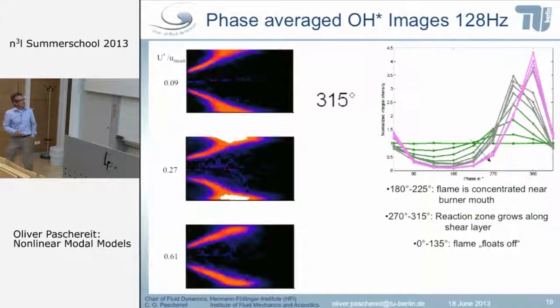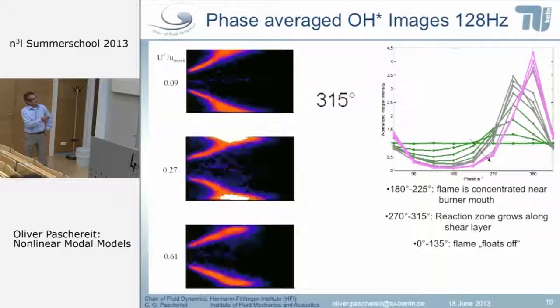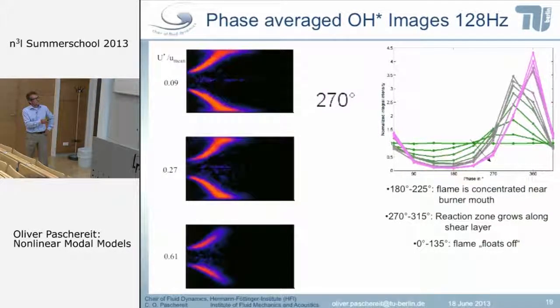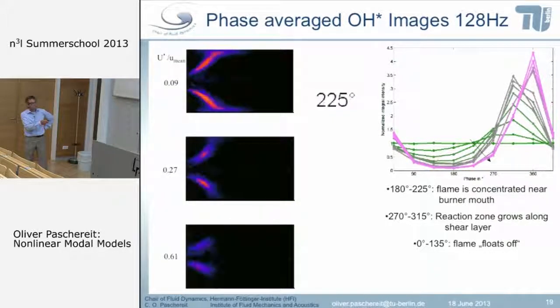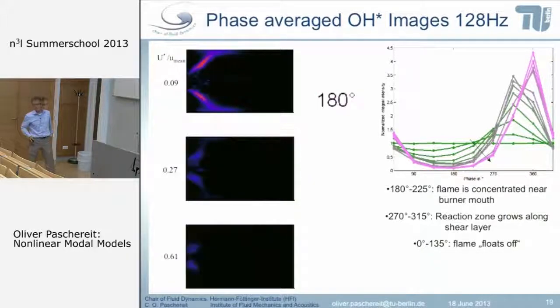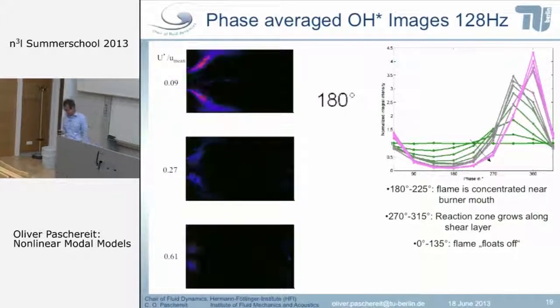And if we look at the flame pictures, then you can see here phase averaged chemiluminescence images at one frequency. So this is excitation at 128 Hertz for different excitation levels. Here we have 9%, 27%, and 61% excitation level. You can see the influence of the excitation on your flame, this ringing effect. And the stronger the excitation amplitude becomes, it results even in a detached flame, so the flame floats somewhat off your combustor at these high excitation amplitudes.